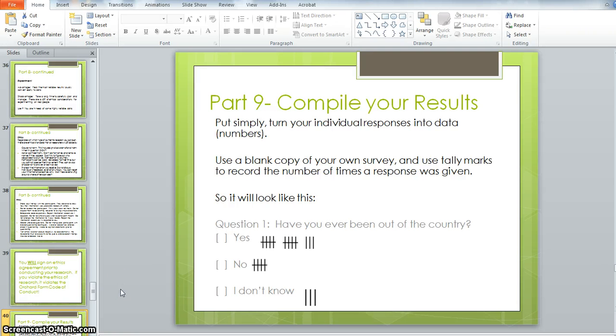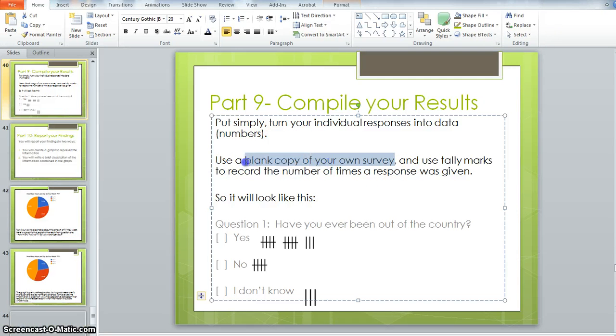I left the surveys here. They're on the table for each of you who gave me a survey. So you're going to go ahead and compile your results today. So what that means is you're going to take your individual responses and you're going to put them into data or numbers. So you'll get a blank copy of your own survey.